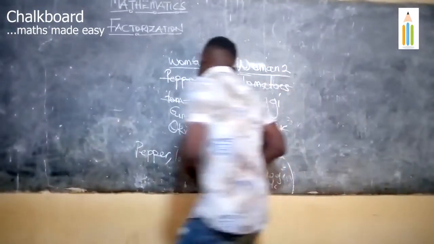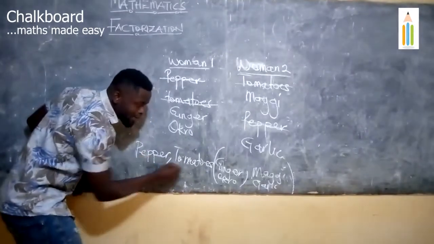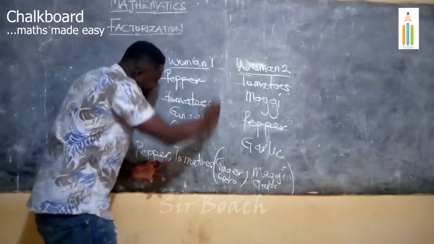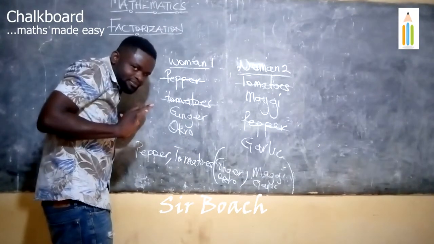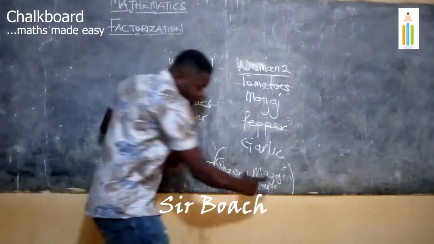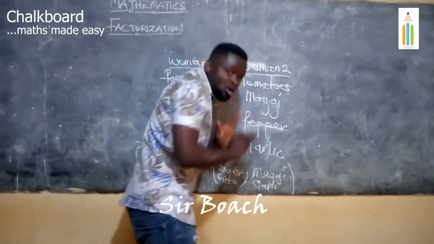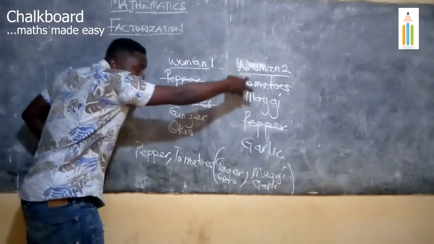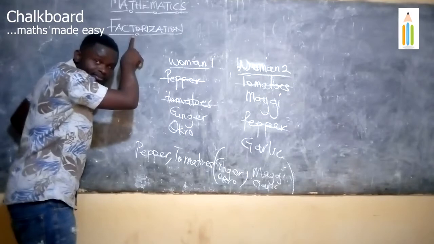Now, let's look here. The common ones were brought out. Now, if this tomato and pepper is again added to ginger and okra, we come back to get these things that woman 1 sells. So nothing has been done to them, or it has not changed. And if we add this tomato and pepper to Maggi and garlic, we come back to get what woman 2 also sells. So the idea of bringing common terms out or common things out is what is termed as factorization.